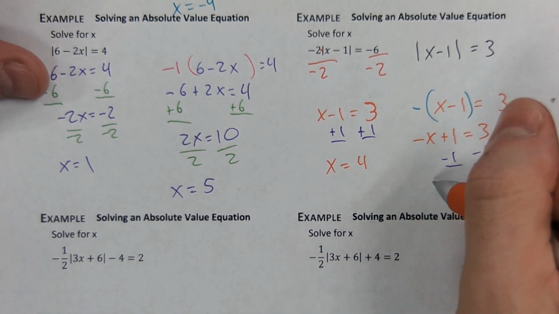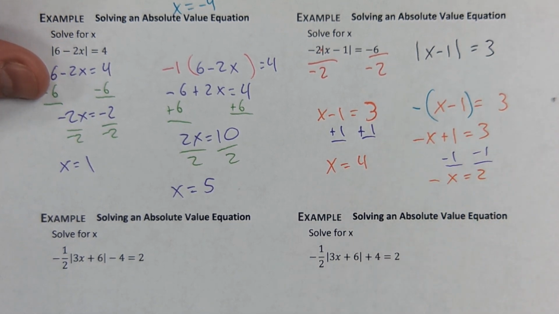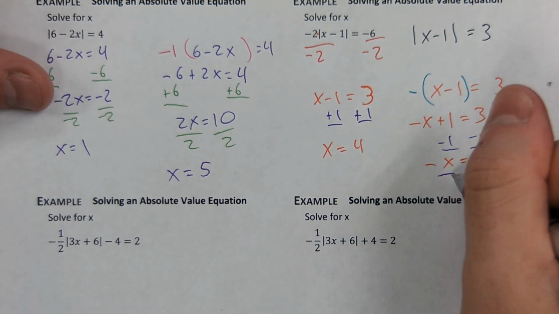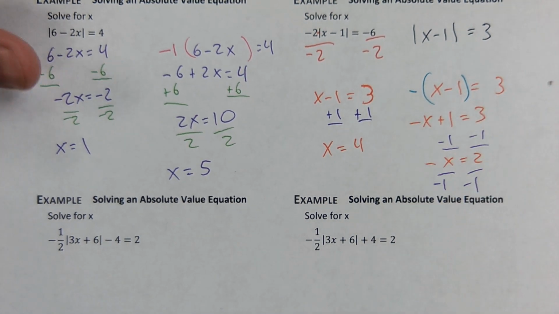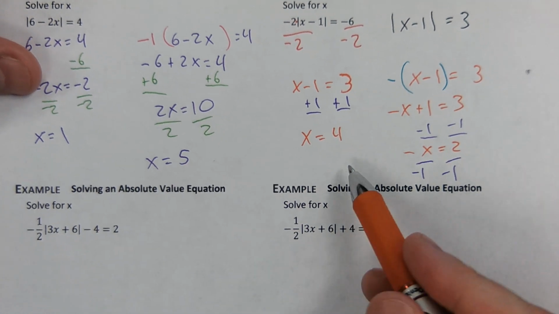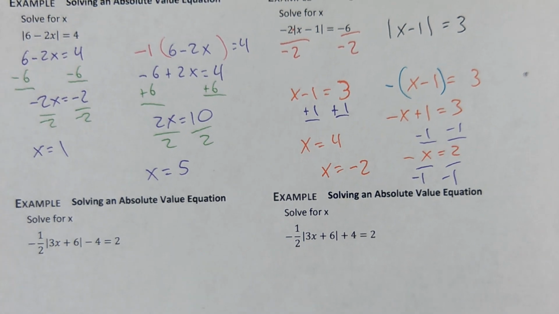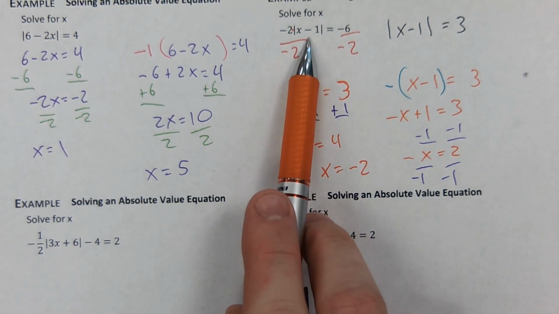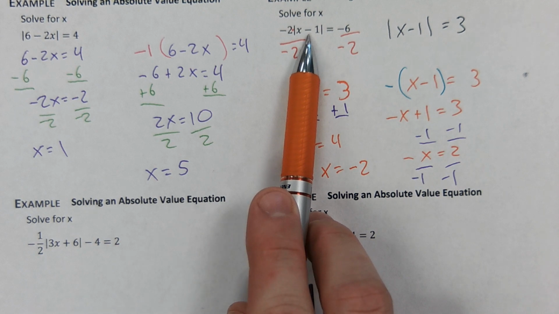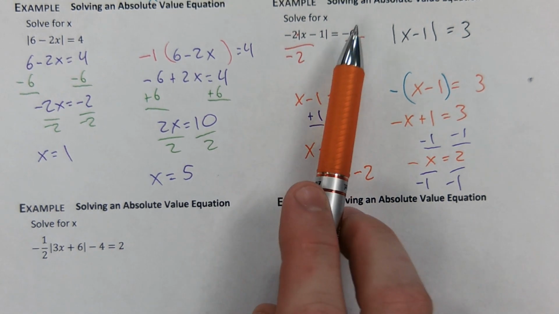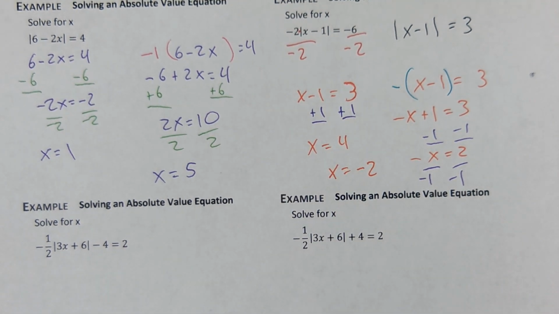Subtract 1. And divide by... my math is having to get really short here. I'm running out of vertical space. Divide by negative 1, and I'll just stack my answer over here. X equals negative 2. And again, just check it. It's not that hard. Negative 2 minus 1 is negative 3. The absolute value of that is positive 3. And 3 times this negative 2 did get me my negative 6. Life is good.